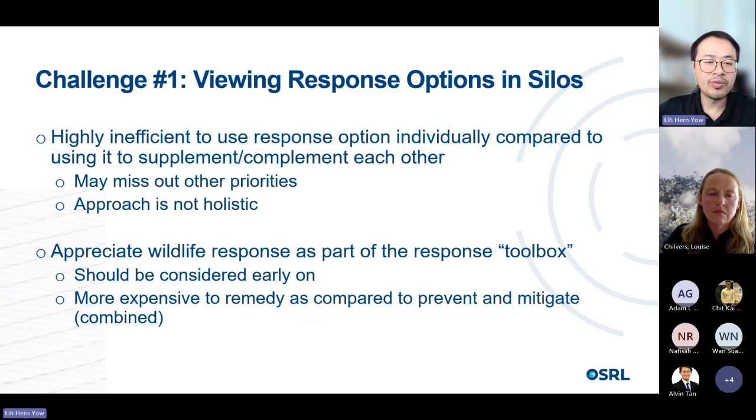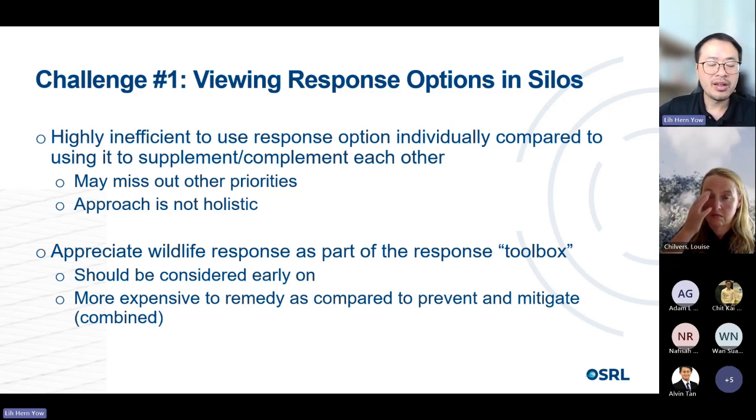And of course, we want to promote the integration of wildlife response into other traditional responses because it is highly inefficient to just use response options individually compared to using them to supplement each other, because we may miss out on any priorities. For example, when it comes to surveillance, you could make use of the same surveillance to look out at the trajectory of the spill, but at the same time, you could also make use of it to spot any wildlife presence. So this will also ensure the approach is more holistic.